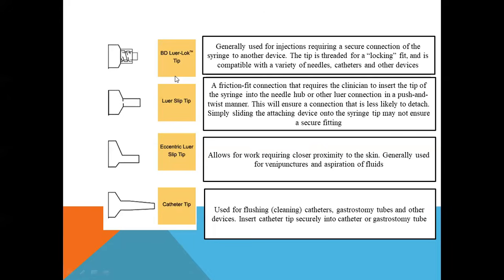Coming to the eccentric luer slip tip, it allows for work requiring closer proximity to the skin, generally used for many punctures and aspiration of fluids. A catheter tip is used for flushing catheters, gastrostomy tubes, and other devices. Insert the catheter tip securely into the catheter or gastrostomy tube. So these are the varieties of syringes. Sometimes you might get questions on what types of syringes are available and which syringe is used for what purpose. So you should know it.